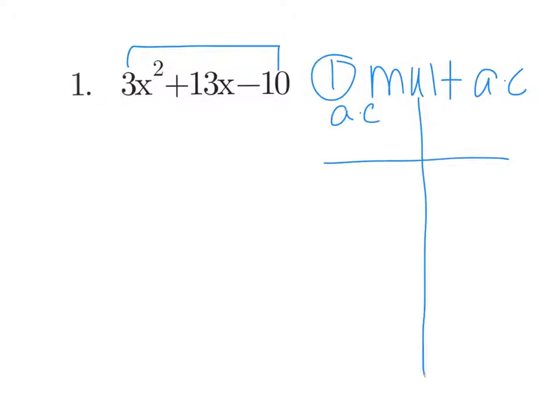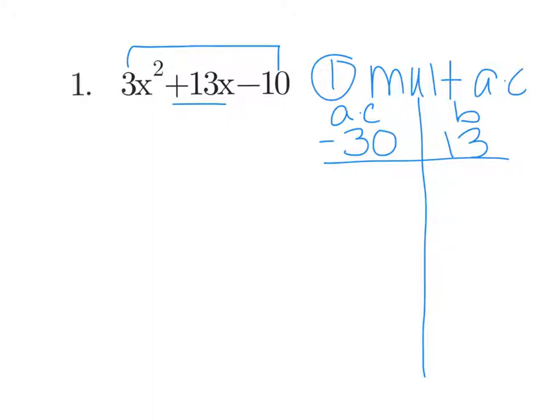We're going to make a little table here. I take 3 times negative 10 and I get negative 30. You want that to add up to your B term. In this case, my B is a positive 13. Now what you're going to do is on the left here, find factors of negative 30. When you find factors, remember you're multiplying. So I'm going to multiply 2 things together and I want it to get negative 30. And then I'm going to add them and put that number here.